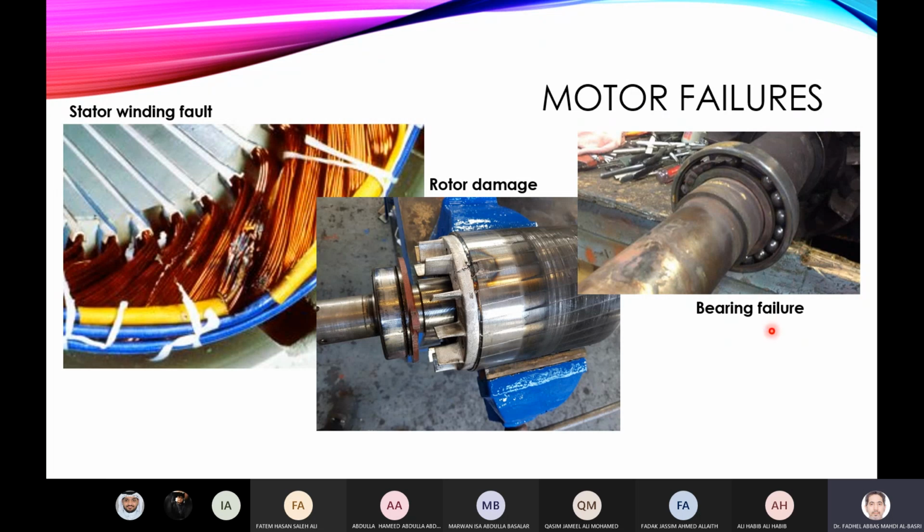Okay, so bearing failures represent a high rate of failures in motors. So regular inspections and mechanical maintenance would help to reduce those damages.